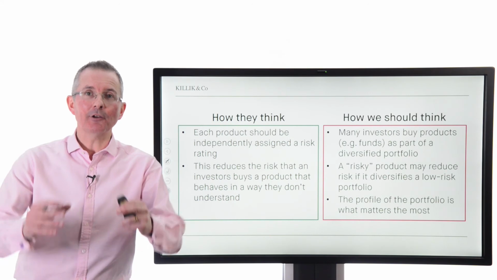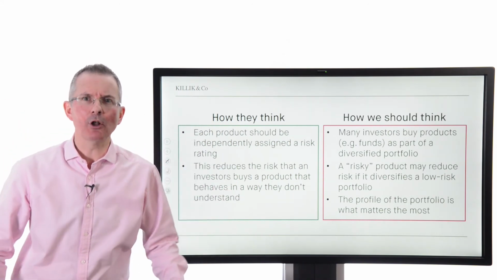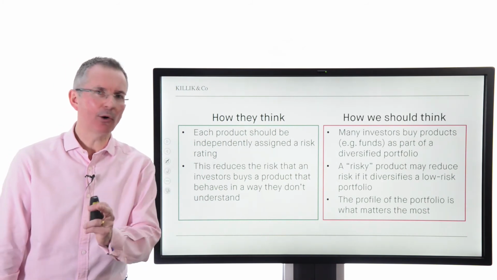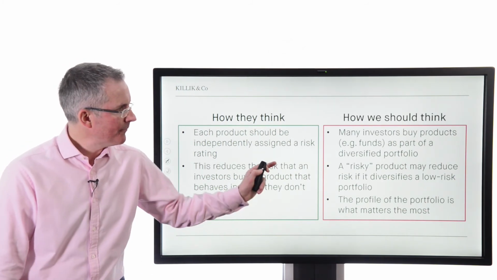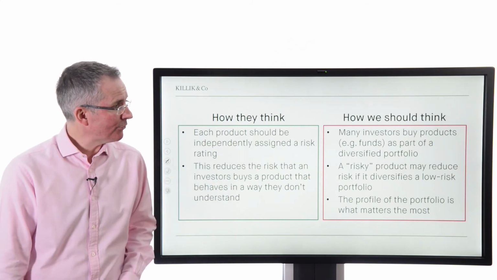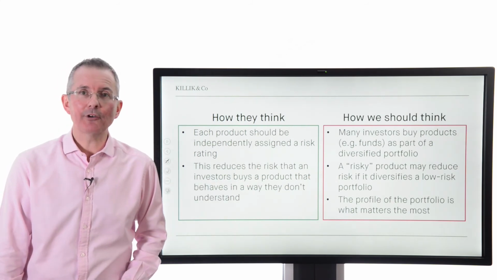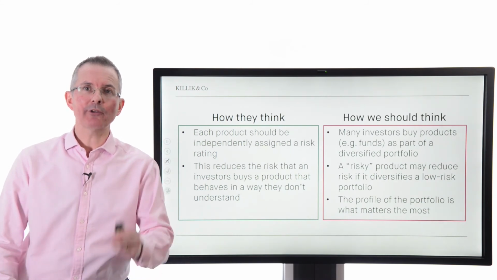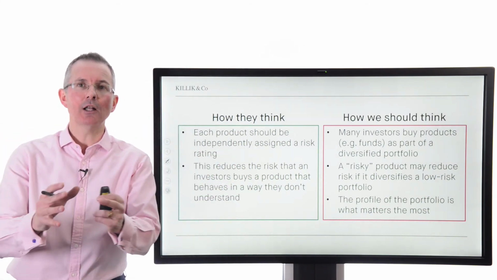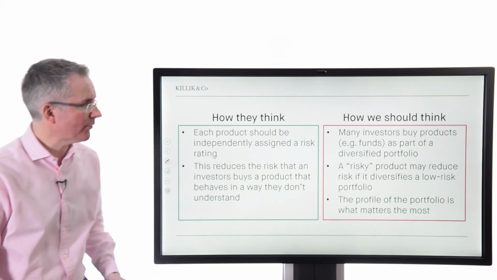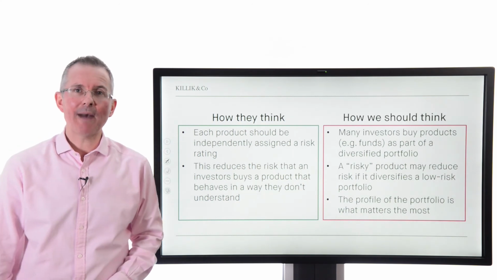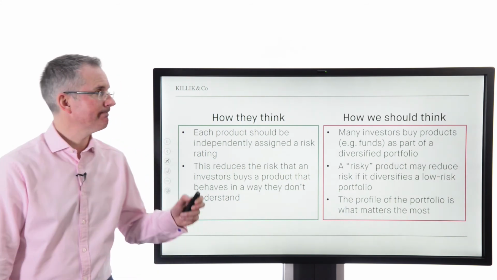And if you're buying a fund as part of a wider portfolio designed to achieve long-term milestones, how useful is a single KID document built the way it's been built? All right? So a risky product in that wider context may even reduce risk if it diversifies a low-risk, low-return portfolio. So by bolting on something which is high single product risk, you may achieve better diversification and lower overall portfolio risk. And that's not really taken account of. All right, so the profile of the portfolio is arguably what matters the most. And that's rather missing.